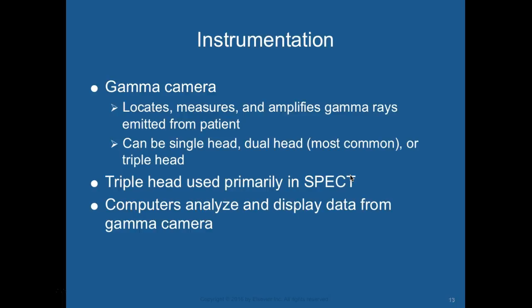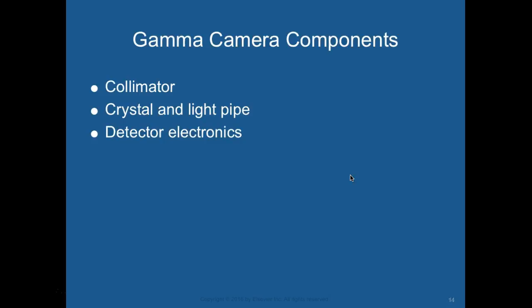It can be single head, dual head, or triple head. The dual head is the most common. Triple head is used primarily in SPECT, which we're going to talk about. Computers analyze and display data from the gamma cameras. So with the gamma camera, we have a collimator, crystal and light pipes, and detector electronics.